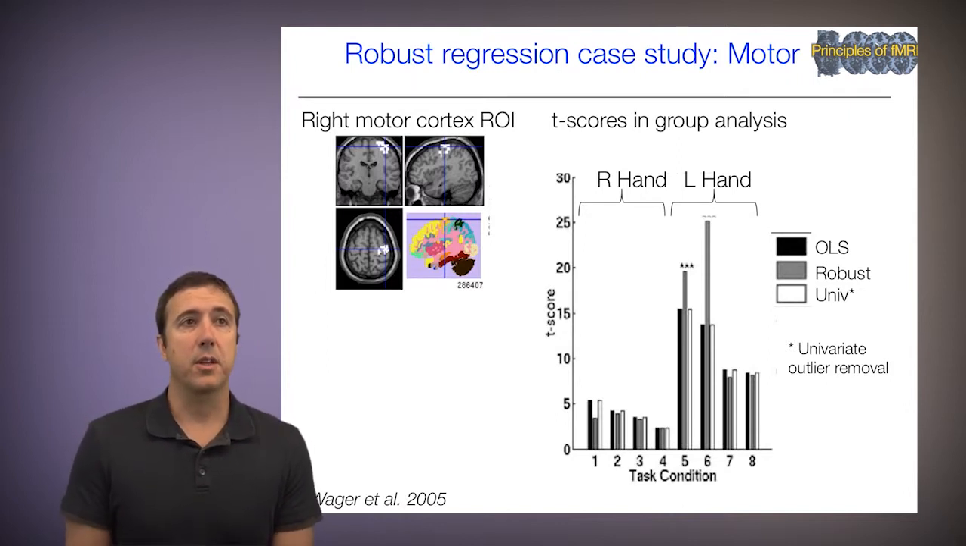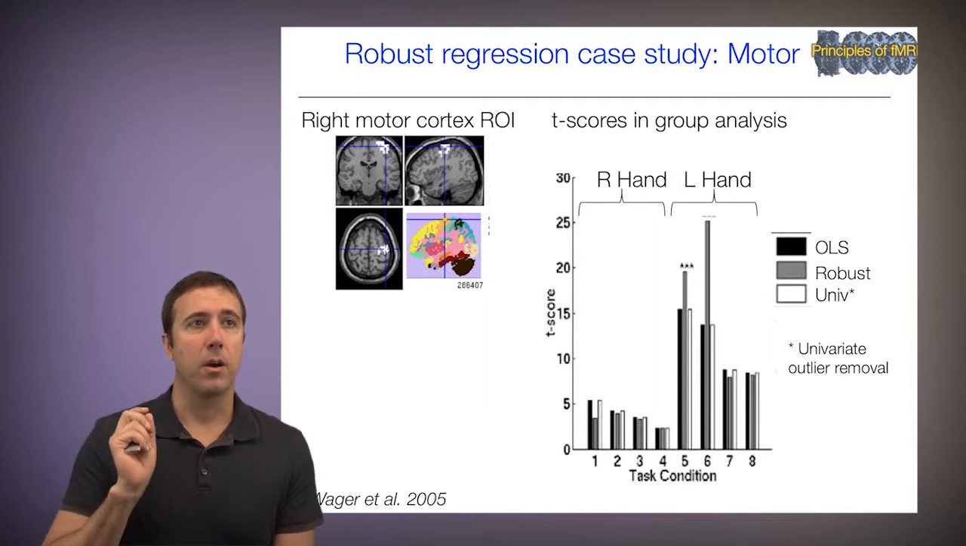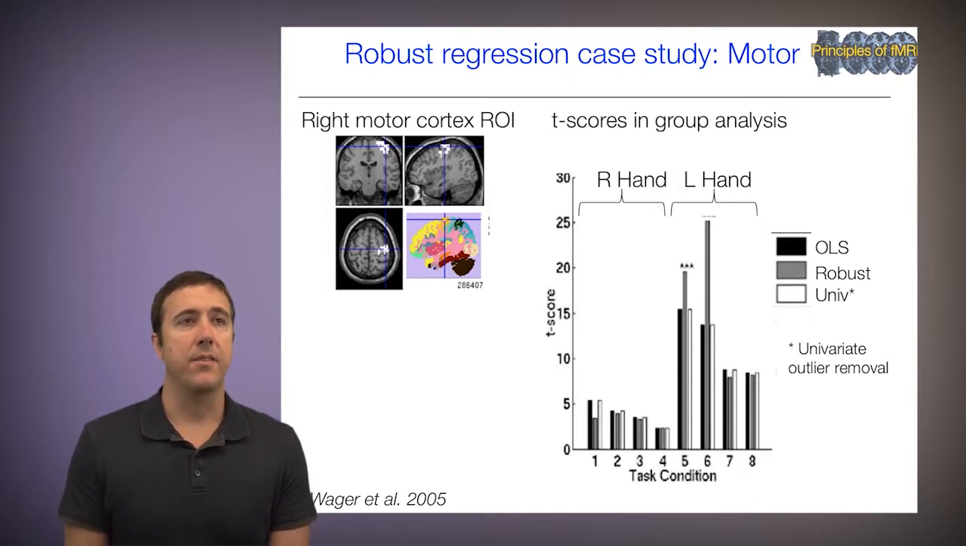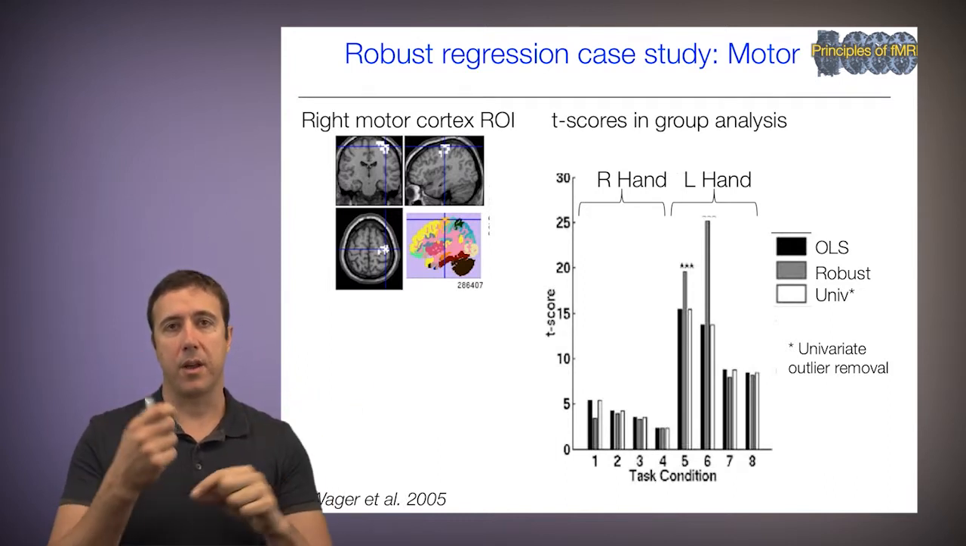Now let's look at the robust solutions, which are in gray, and the t-values, especially for some of those conditions, are quite a bit stronger for conditions 5 and 6 there. And these actually happen to be the conditions where there are extreme values in one subject that go in the opposite direction.